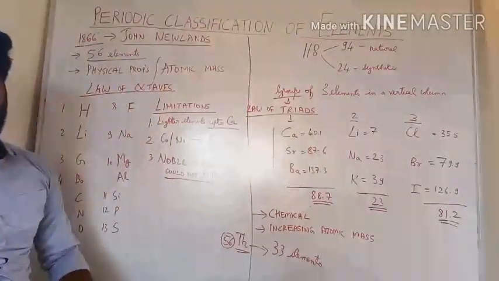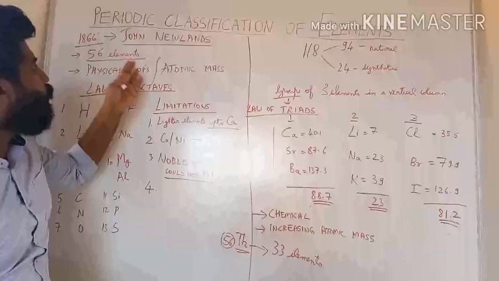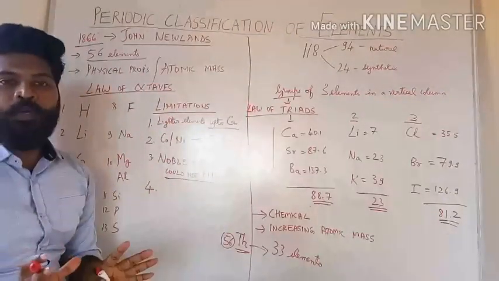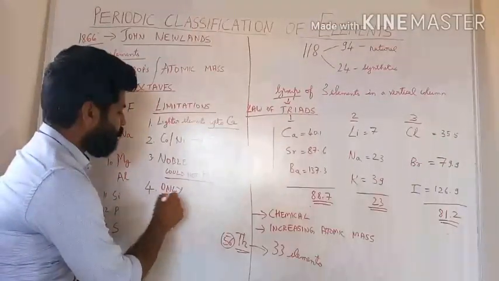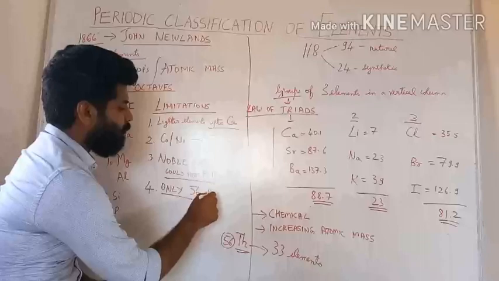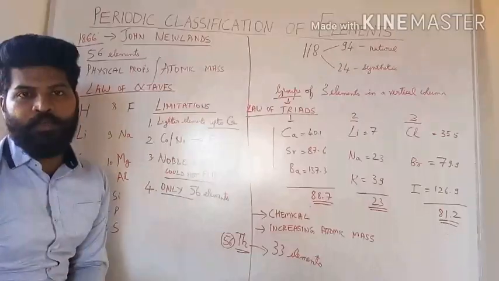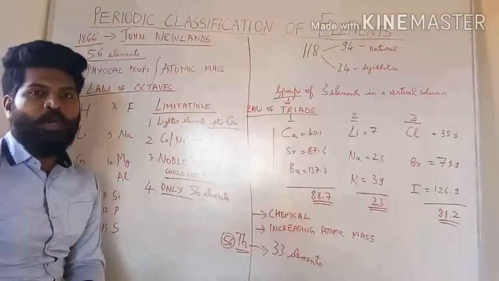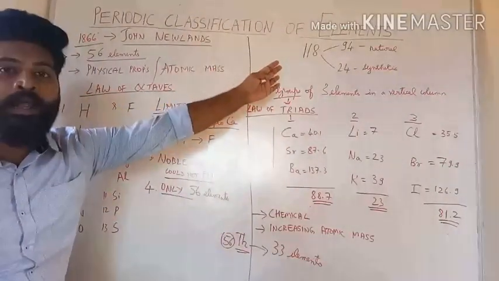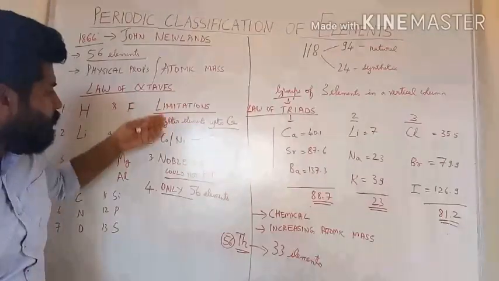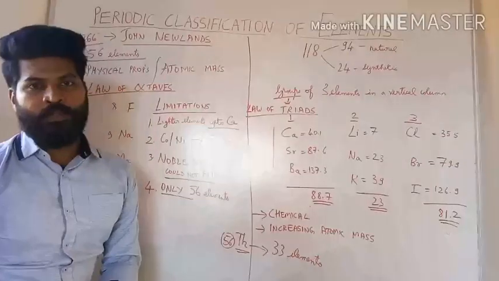Another bold statement that John Newland made was that he assumed that only 56 elements are present in nature. He went on to state that no new elements will be discovered in the future. Now that was a very bold statement to make, which is not true. This was in 1866. Now there are 118 elements. Therefore, these are certain drawbacks with John Newland's law of octaves.